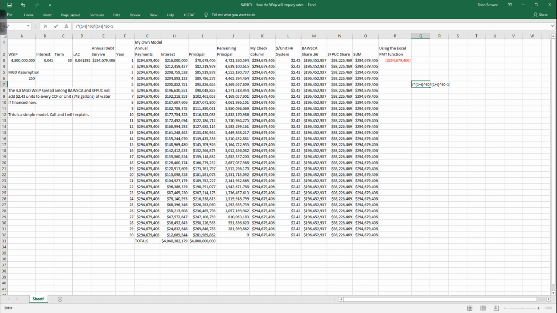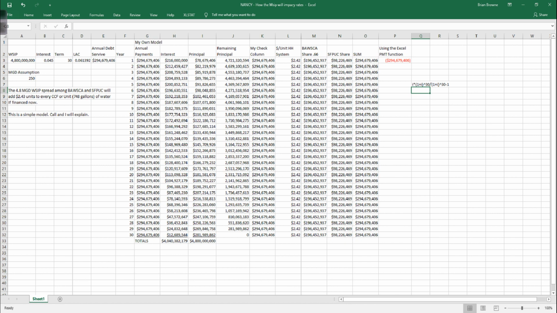And as you can see, you pay interest every year, and the interest decreases, and you also pay principal each of those years, and the principal increases. And you see the total principal payments over that period of time are 4.8 billion. And that's just the present value of your initial investment. In other words, you're paying off the 4.8 billion you borrowed on the capital markets.